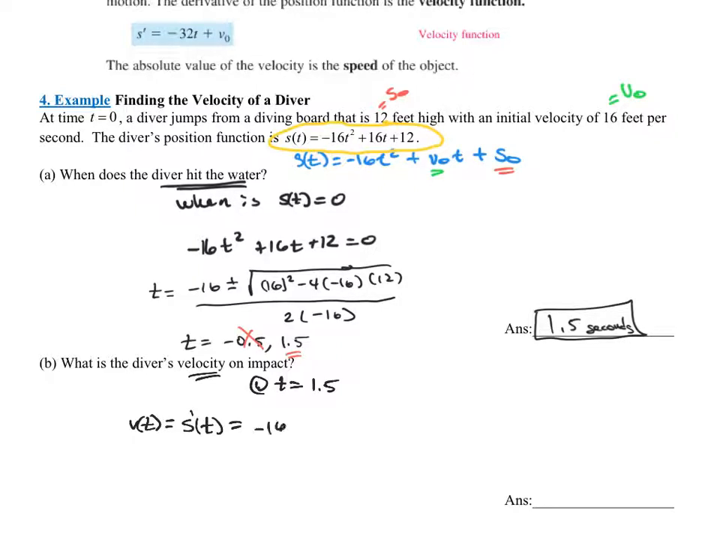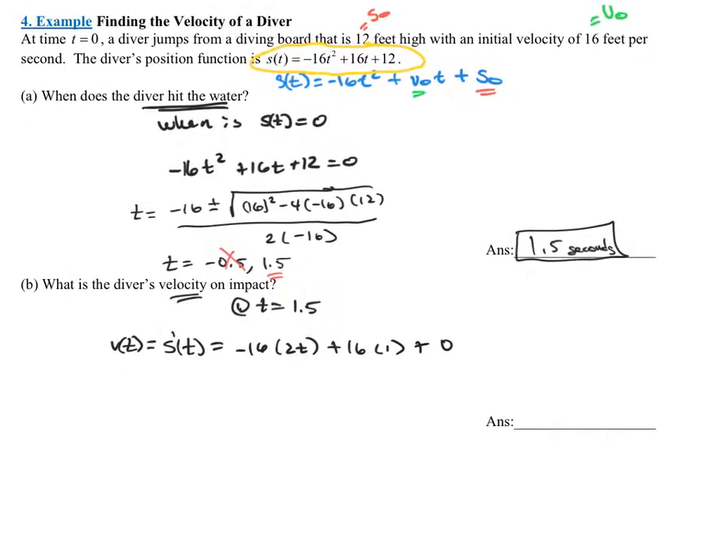That would be negative 16, your coefficient, times the derivative of t squared, which is 2t to the first, or just 2t, plus 16, the coefficient, times the derivative of t, which is 1, plus the derivative of 12; the derivative of any constant is 0. So the velocity function would be equal to negative 32t plus 16. Okay, so what do we want? Now we want the velocity when it hit the ground. Well, it hit the ground at 1.5 seconds. So that'd be negative 32 times 1.5 plus 16.